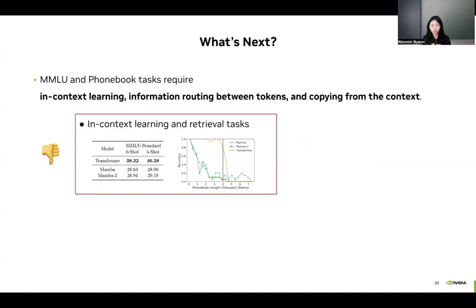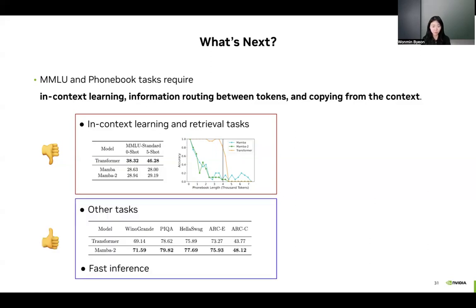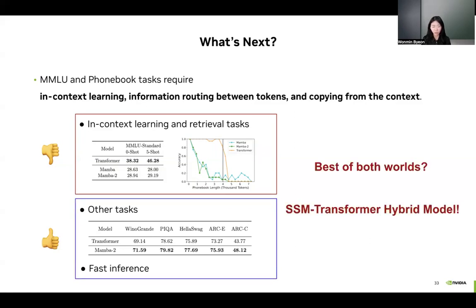So from those studies, we see that it's bad with MMLU and the phone book tasks. And these two tasks require in-context learning, information routing between tokens, and copying from the context. So now we know, okay, Mamba is bad in those, but the Transformer is good. But Mamba is good in other tasks, and also it has fast inference. So can we do something about it? That's how we started looking into SSM-Transformer hybrid models.